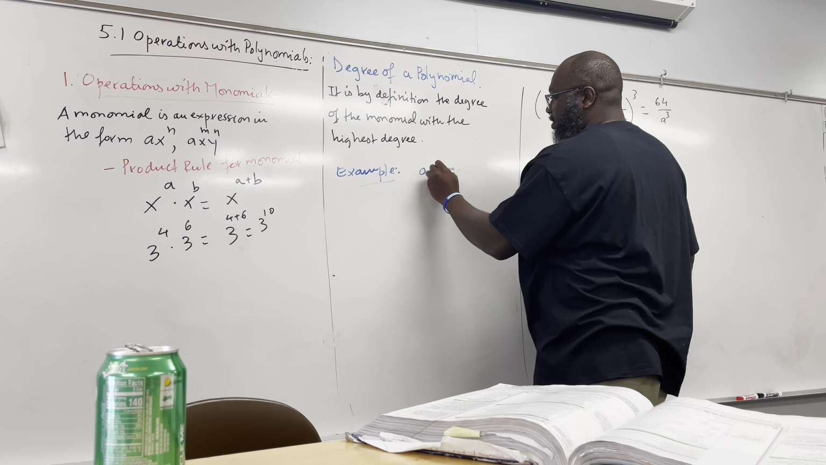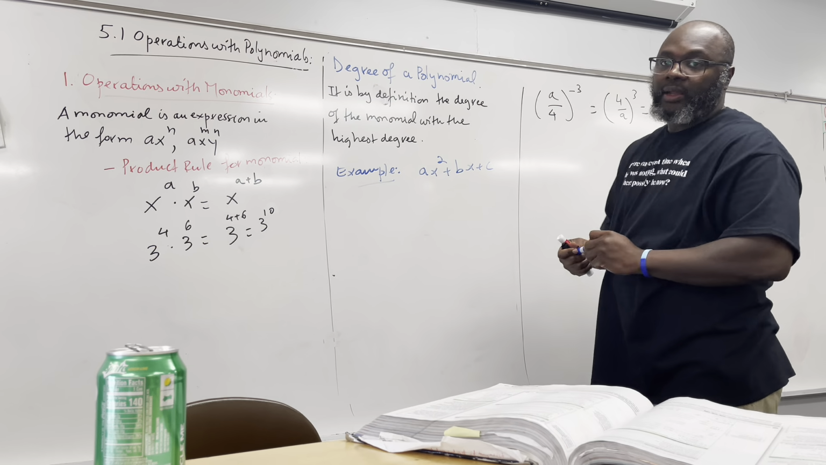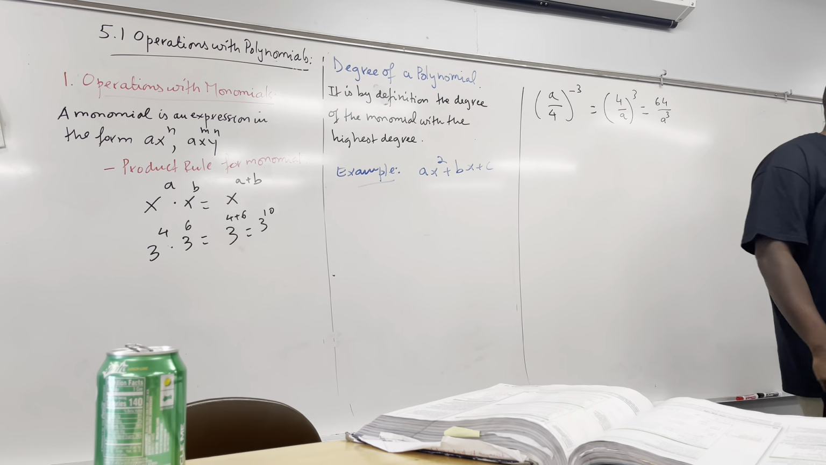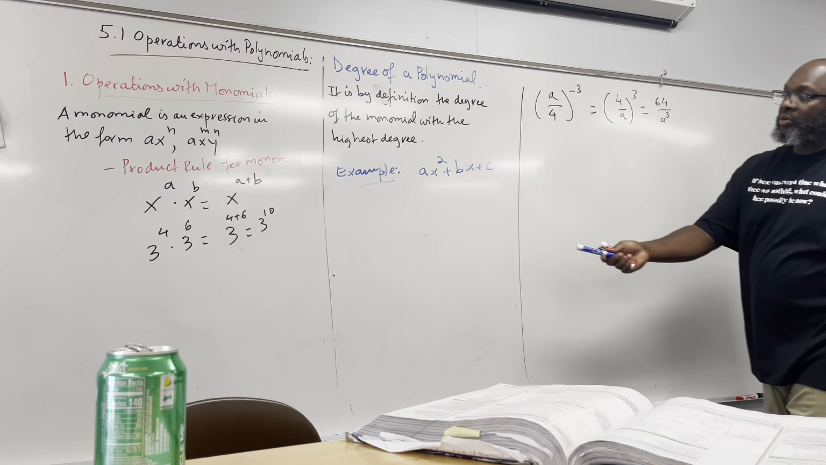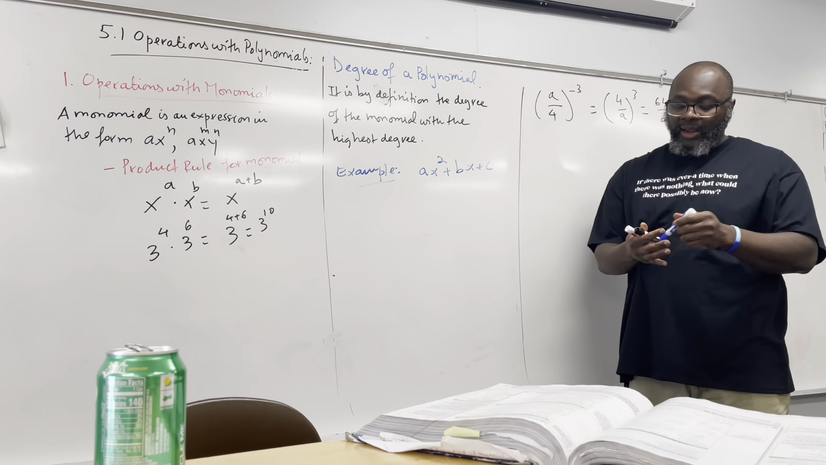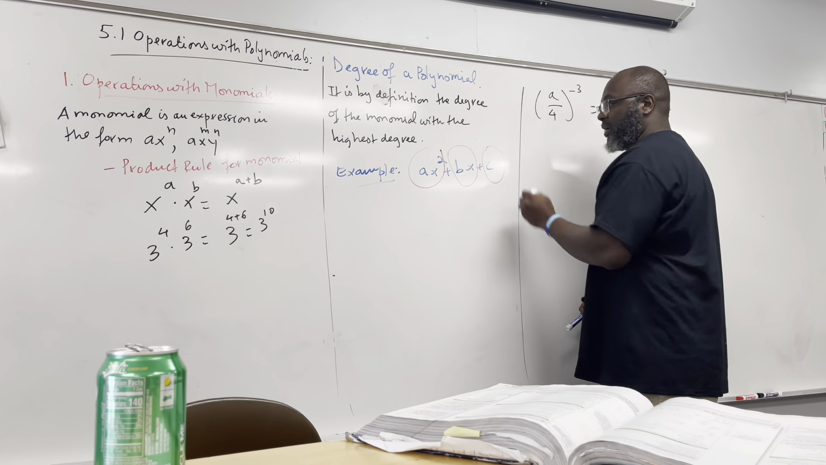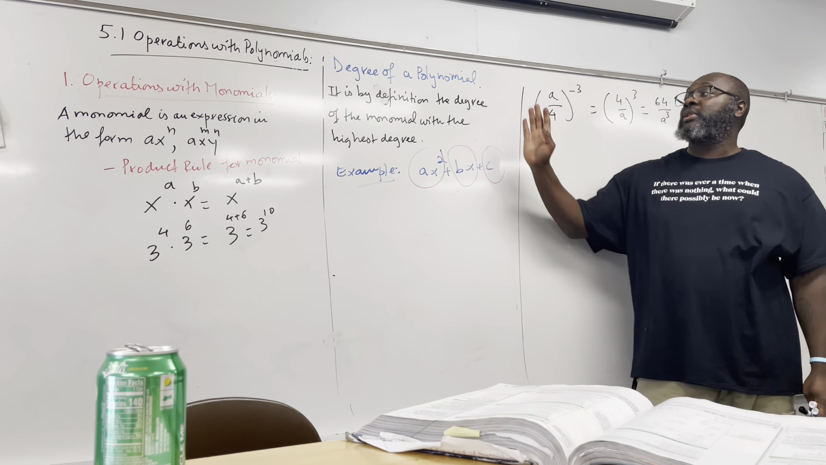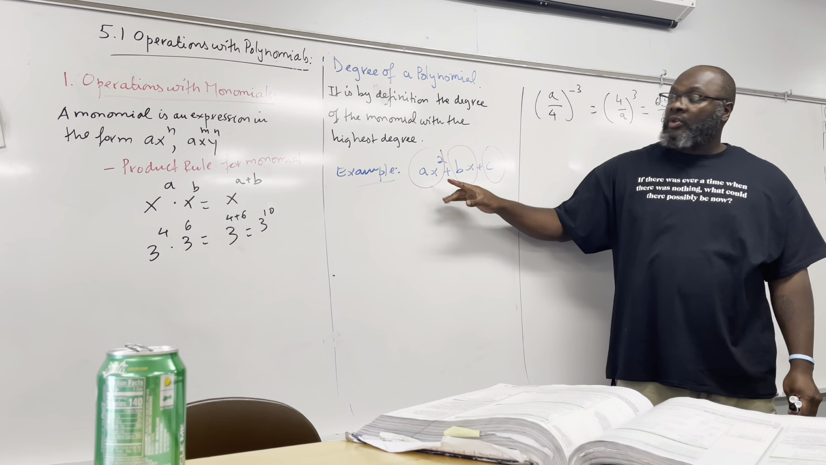So let's say we have ax squared plus bx plus c, and I want to find the degree of this polynomial. Basically the degree of the polynomial is by definition the degree of the monomial with the highest degree. How many monomials do I have here? 3. I have this guy, this guy, and this guy. So the degree of the polynomial is going to be the degree of the monomial with the highest degree.